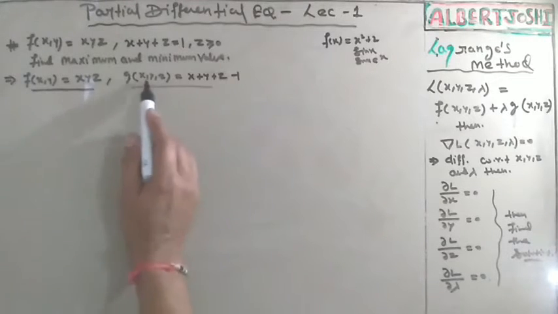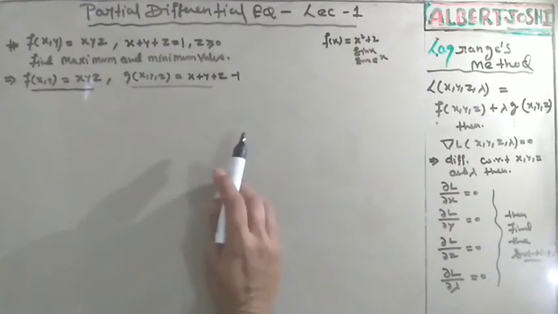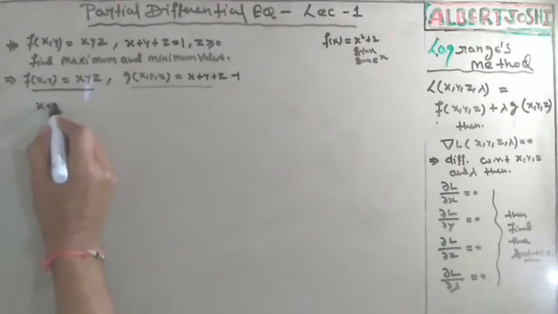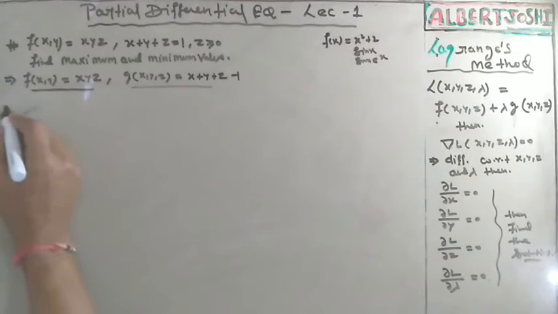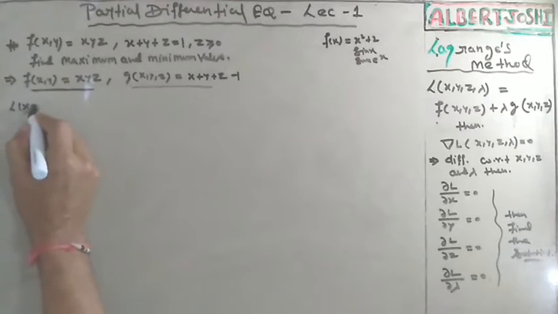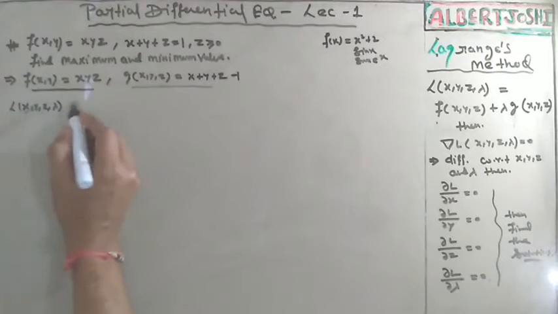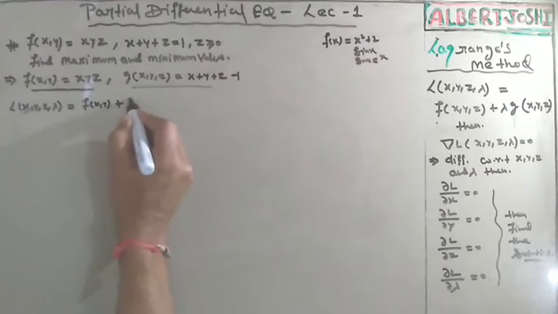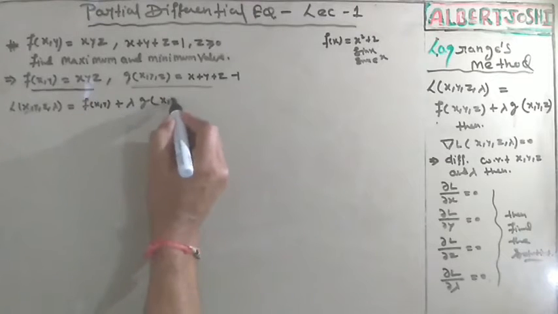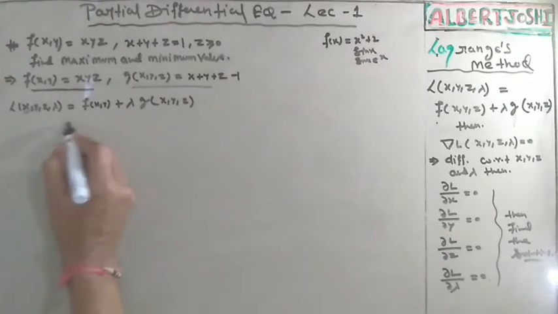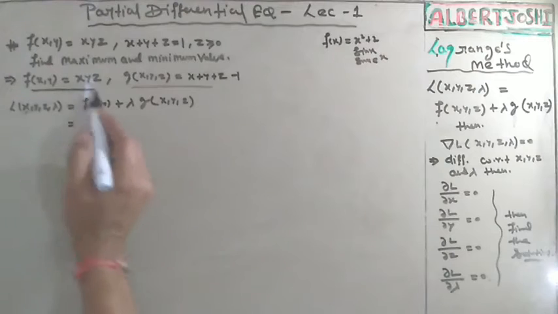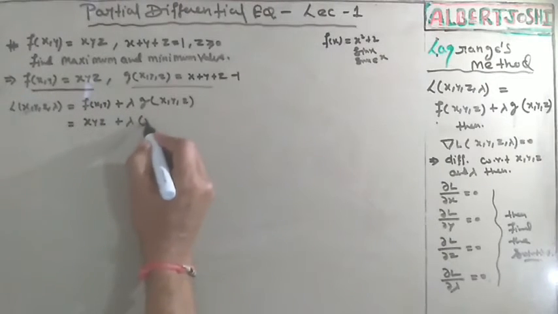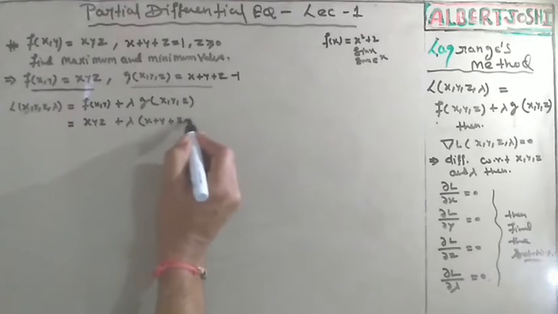Now we put both here. L of x, y, z, lambda is equal to the function f of x, y, z plus lambda g of x, y, z. So this is equal to xyz plus lambda times x plus y plus z minus 1.